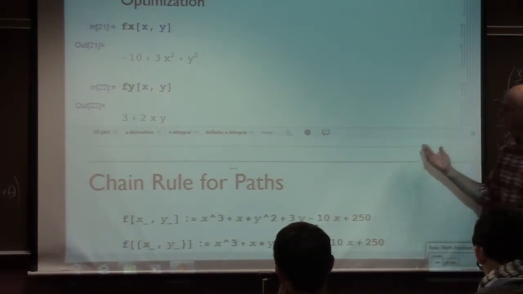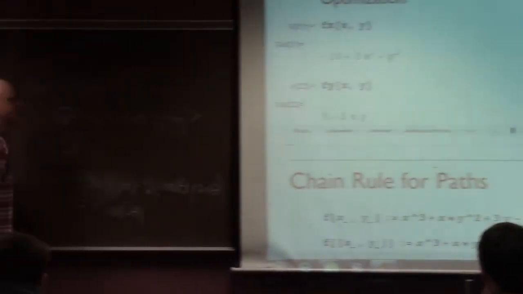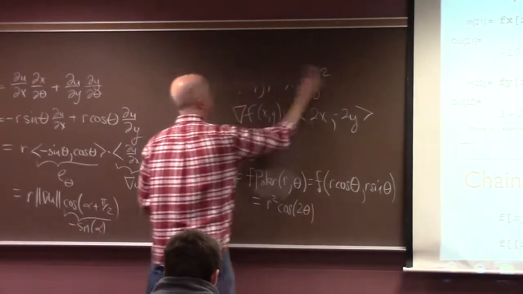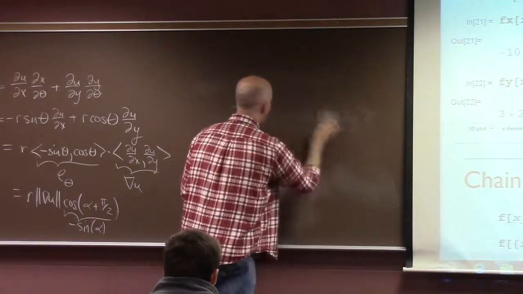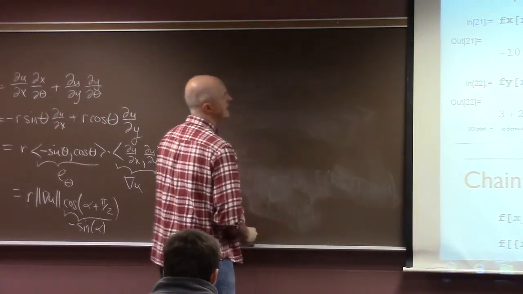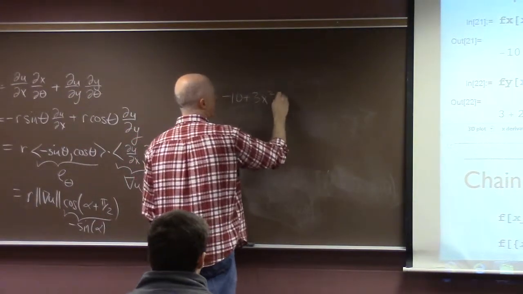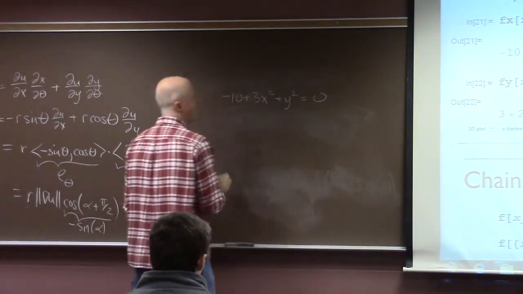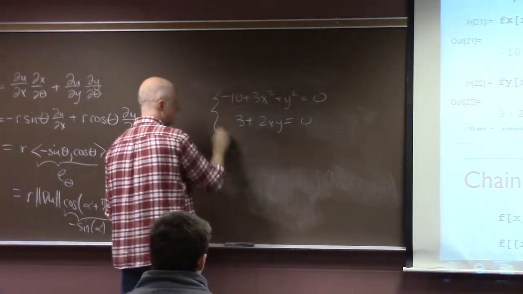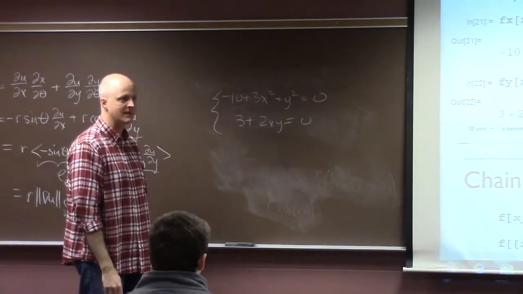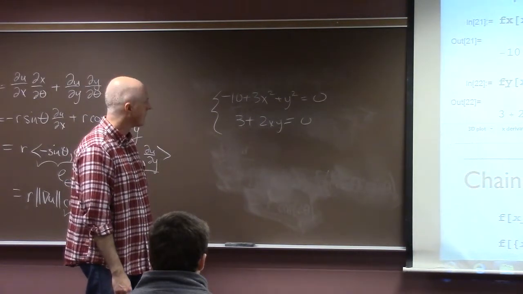And actually, yes, about 2 weeks ago or so, we did actually set these equal to 0 and tried to solve for x and y, though we didn't finish the problem. And I'm not going to finish it completely by hand today either. However, let me remind you of the idea of what I did. Setting -10 plus 3x squared plus y squared equals 0 and 3 plus 2xy equals 0 results in a system of two equations and two unknowns, which typically is going to have finitely many solutions if it has any solutions at all.